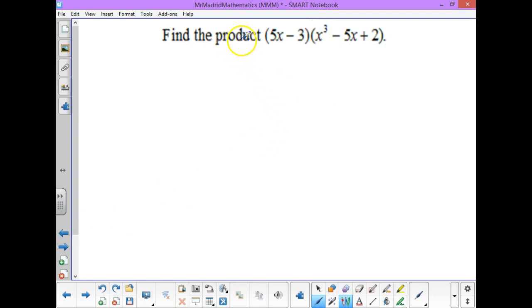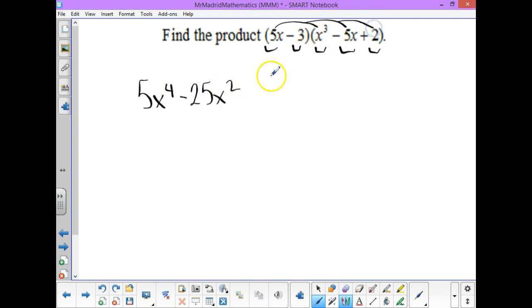Now we have a new product, so it should be very similar. However, here you'll notice that this binomial has 2 terms separated by a minus sign, and this guy's got 1 term, 2 terms, 3 terms. So we're going to simply distribute the same way, except he's going to go into the 3, then he'll go into the 3. So 5x times x cubed is 5x to the 4th. Now we got 5x times minus 5x, which is minus 25x squared. And we'll distribute that one more time and get 10x.